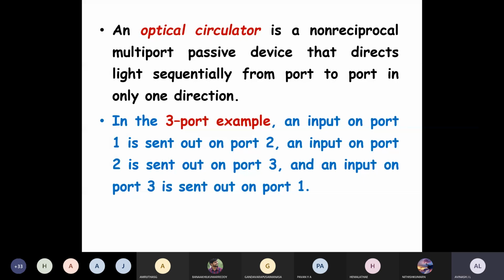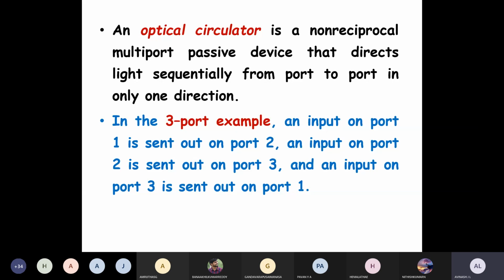Optical circulator is a non-reciprocal multi-port passive device that directs the light sequentially from port to port in only one direction. So that means, at the inlet we cannot feed the output. At the inlet we can feed only input, and at the output port we can take only the output. There is no other way. Is it clear to you?